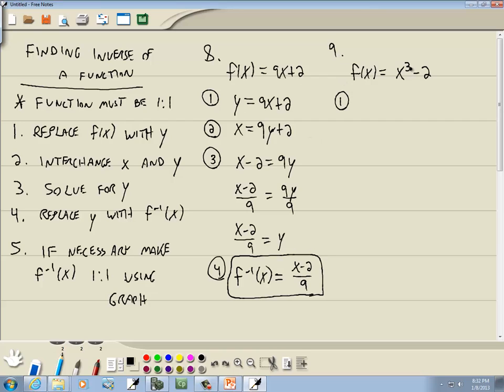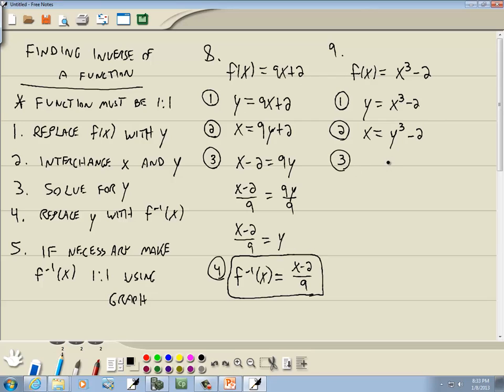Well, this is 1 to 1. We can have x to the third. We just can't have x to an even power. Step 1, replace f of x with y. So we've got y is equal to x to the third minus 2. Step 2, swap your x's and y's. So we got x is equal to y to the third minus 2.